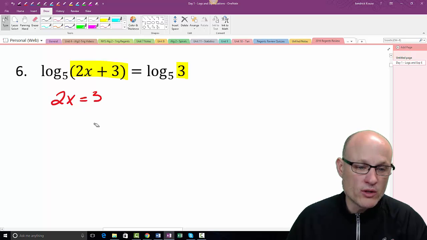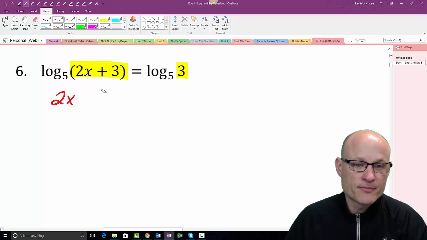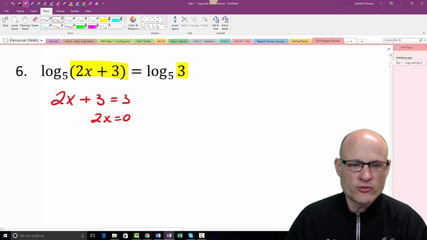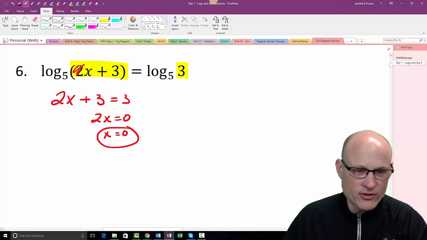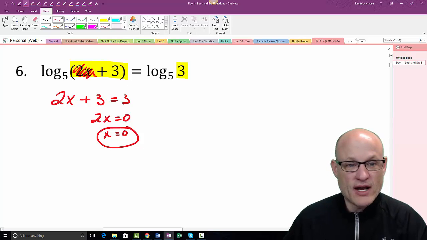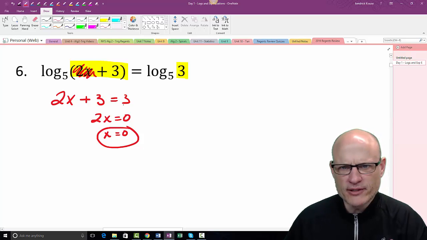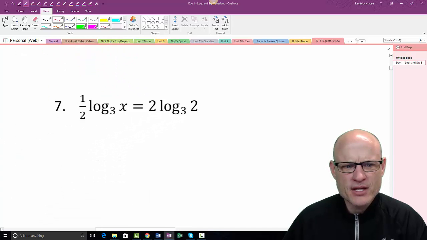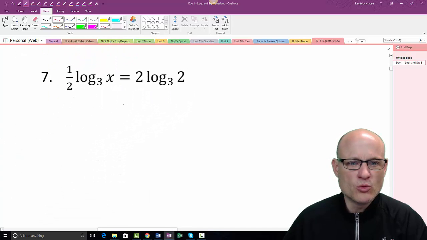Whoa, let's back up the crazy train. 2x plus 3 has to equal 3, or 2x has to equal 0, or x just equals 0. Doesn't that make sense if this is gone? I have log base 5 of 3 equals log base 5 of 3. That's kind of simple. That's not bad. All right. Whoa, what is that?